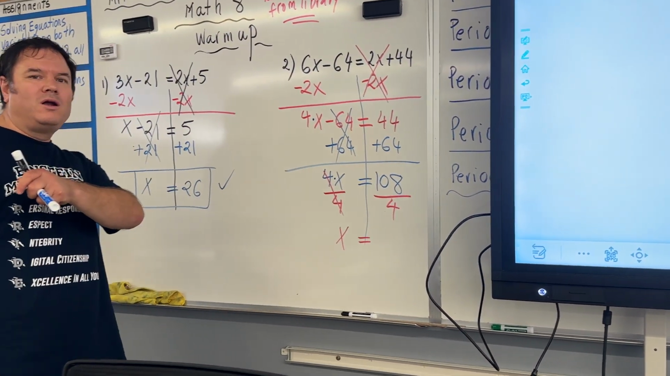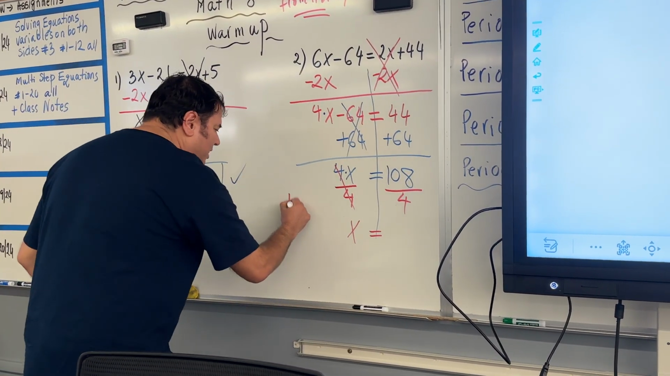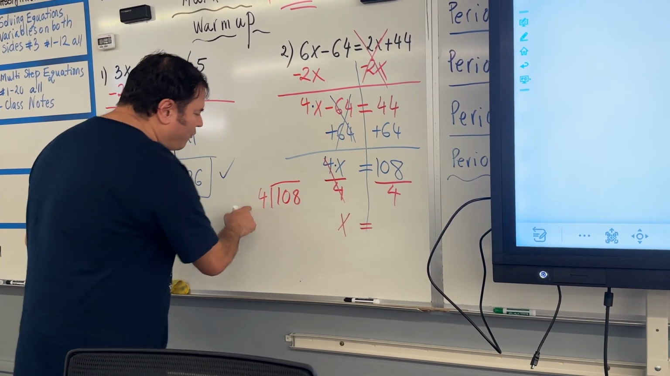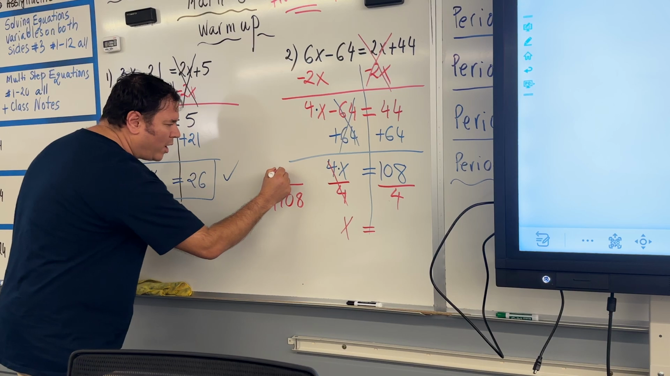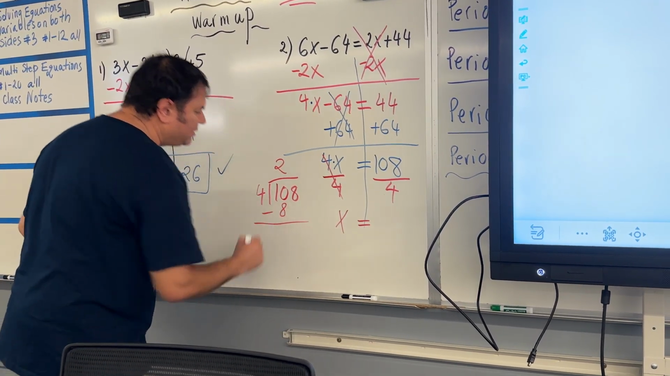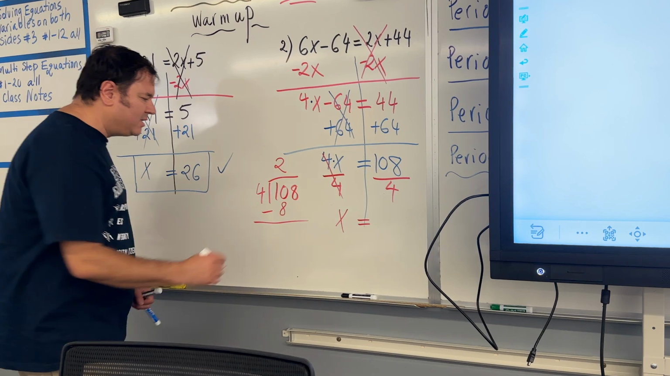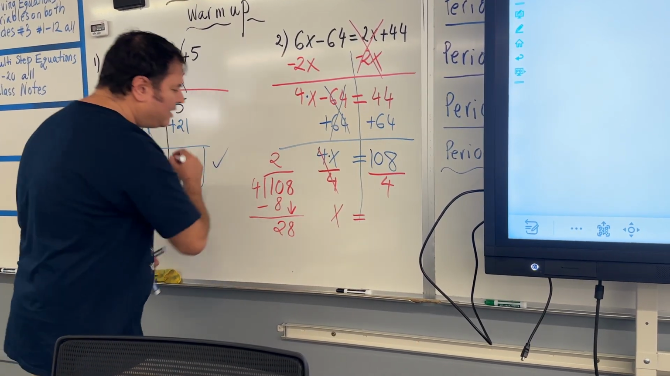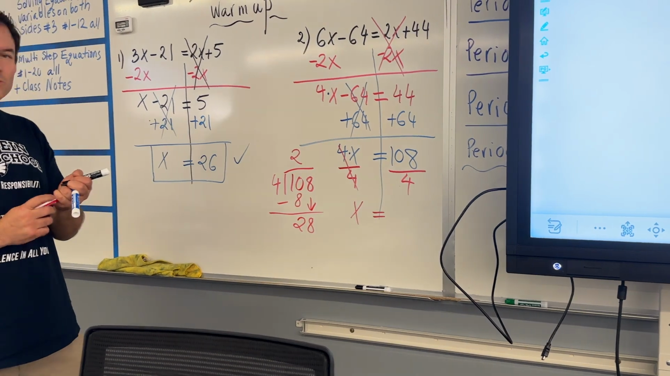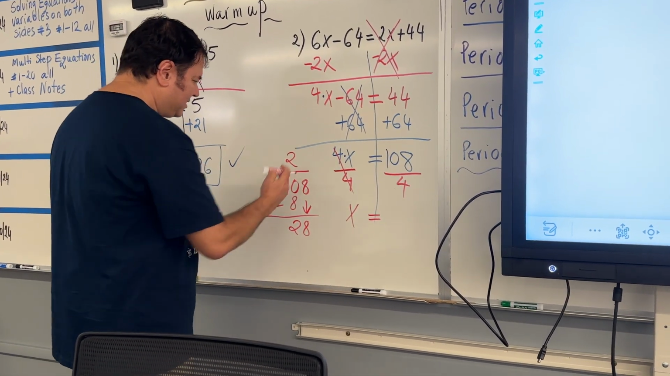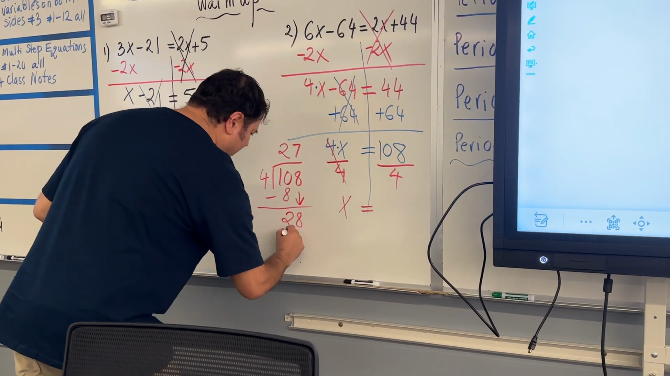108 divided by 4. We can do this in our head, but let's do it here by the side. 108 divided by 4. 4 goes into 10 twice. 2 times 4 is 8. Let's subtract. 10 minus 8 is 2. Bring down the 8. How many times does 4 go into 28? 7 times. 7 times 4 is 28.